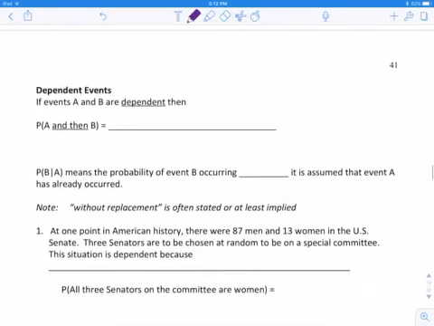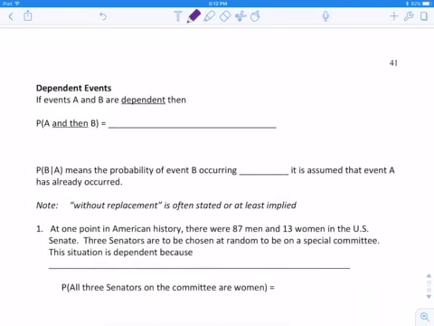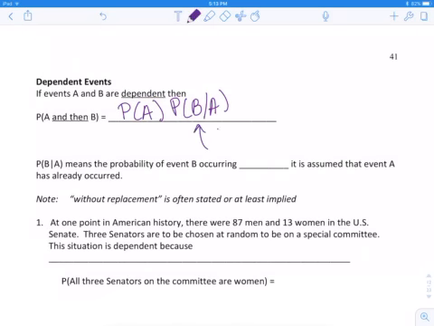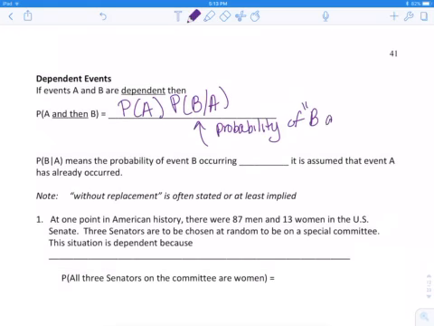Let's talk about what happens with dependent events. If events A and B are dependent, meaning the probability of the first does affect the probability of the second, then the formula is: you find the probability of A, and then the probability of B given that A already occurred. So this is the probability of B given A.